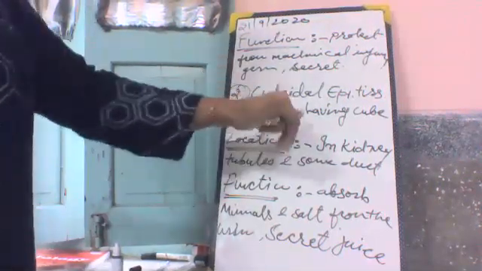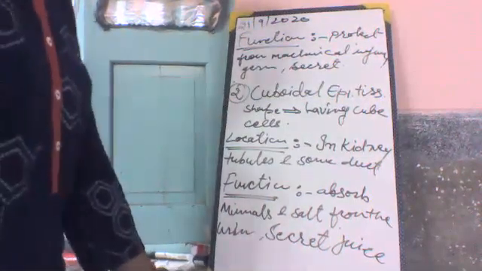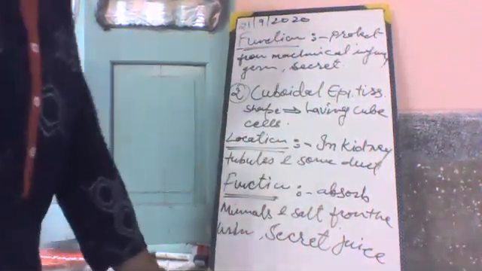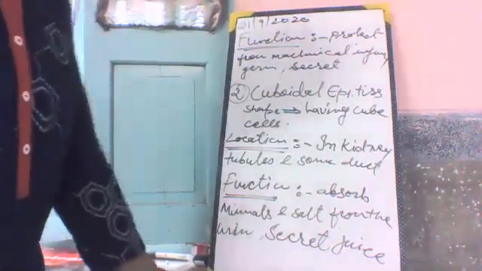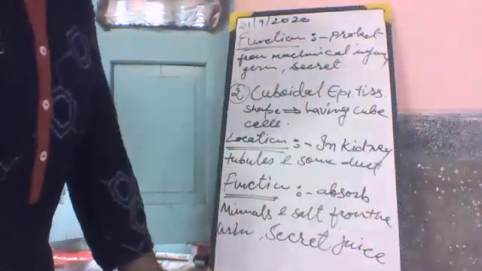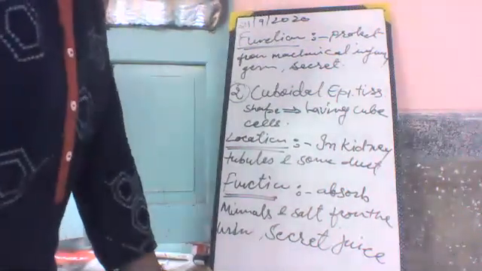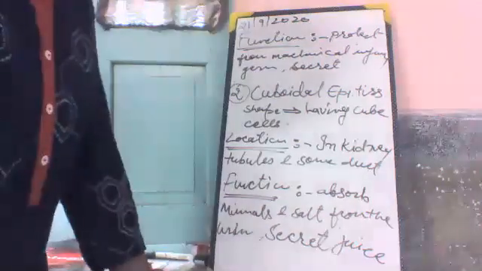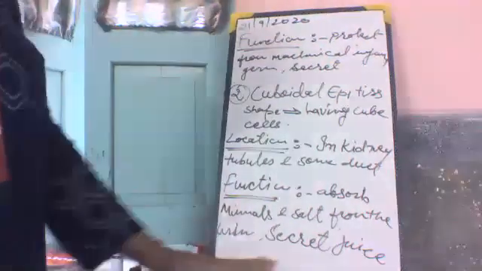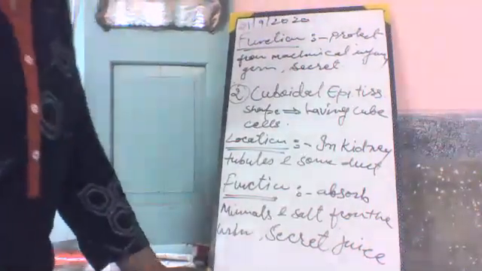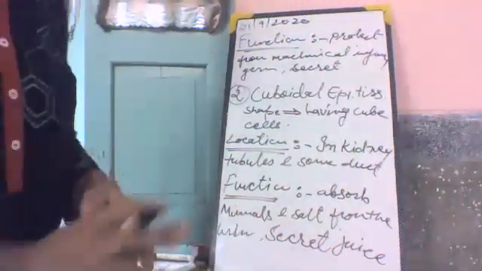The shape is a cube. Their cells have a cube-like structure, and they are present in kidney tubules and some other ducts. The function of this tissue is to absorb minerals and salt from the urine in the kidney, and to secrete juices for body functions. The third part of epithelium tissue is columnar epithelium tissues. They are in column shape.